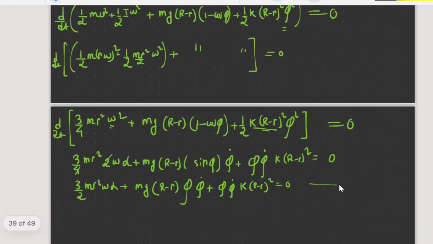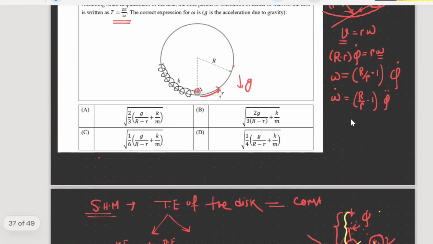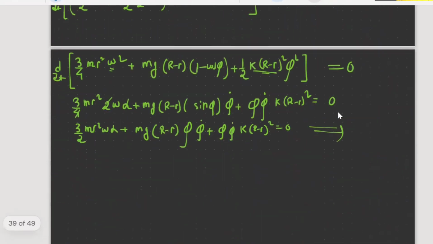Now, this equation we got. In this equation, the variables are omega, alpha, phi dot. But we have already established the relation of omega and alpha. So we'll just put that so that all other variables are converted to one single variable, that is phi, because phi is the angular displacement.